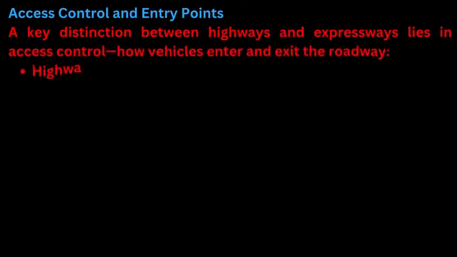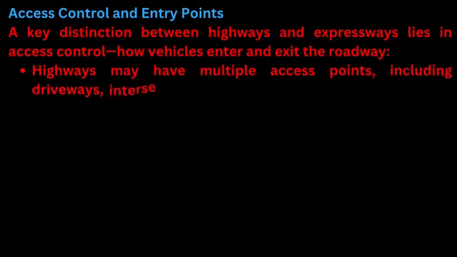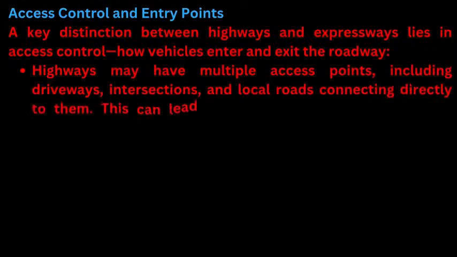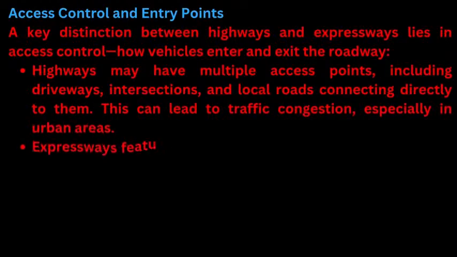Access control and entry points. A key distinction between highways and expressways lies in access control, how vehicles enter and exit the roadway. Highways may have multiple access points, including driveways, intersections, and local roads connecting directly to them. This can lead to traffic congestion, especially in urban areas.